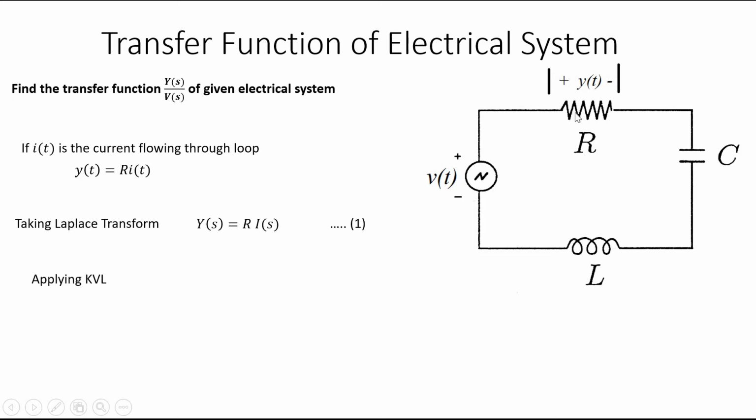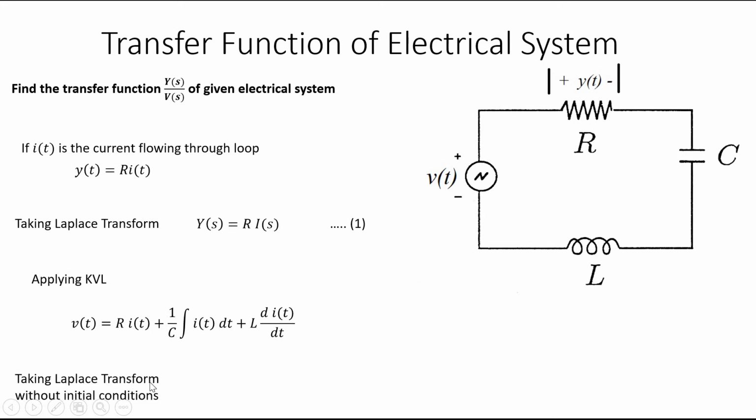Again, we can apply KVL in this loop. So it becomes v(t) equals the voltage across the resistor, which is R into i(t), plus the voltage across this capacitor, which is 1/C integral of i(t) dt, plus the voltage across this inductor, which is L into d/dt of i(t). Then we can take the Laplace transform without initial conditions. Means for finding the transfer function, we have to take the Laplace without initial conditions.